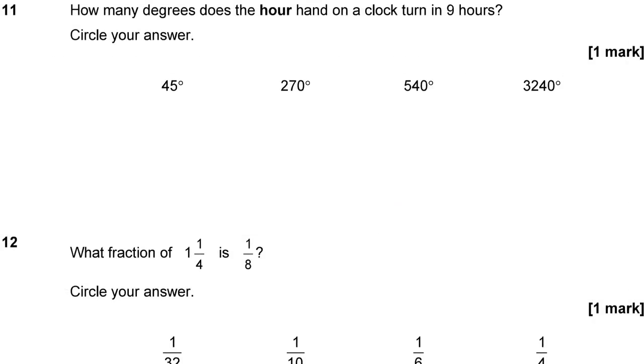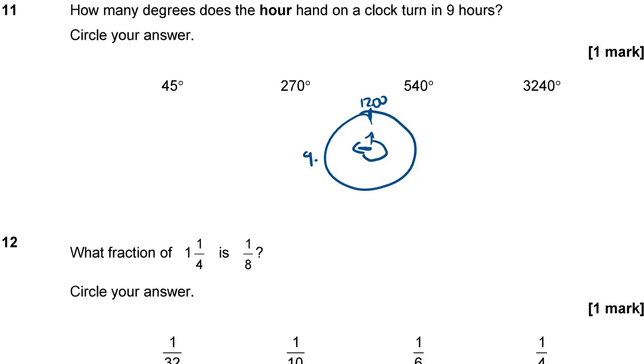Question 11. How many degrees does the hour hand on a clock turn in 9 hours? Circle your answer. Now, remember that in an exam, you've always got a clock on the wall, so you can use that as a visual aid to help you. So 12 o'clock is at the top. So if that little hand is on 12... and 9 hours later, it turns around and it's now pointing to the 9.